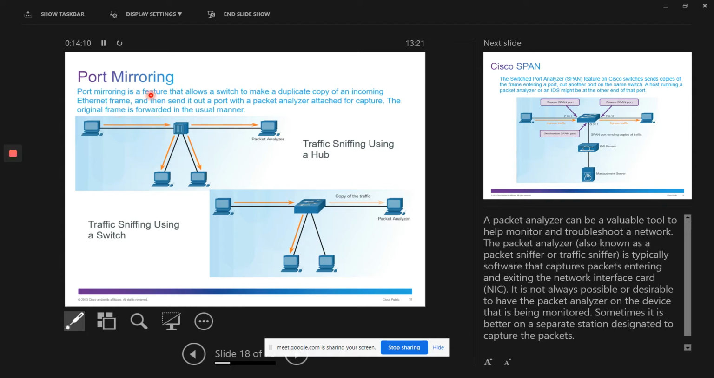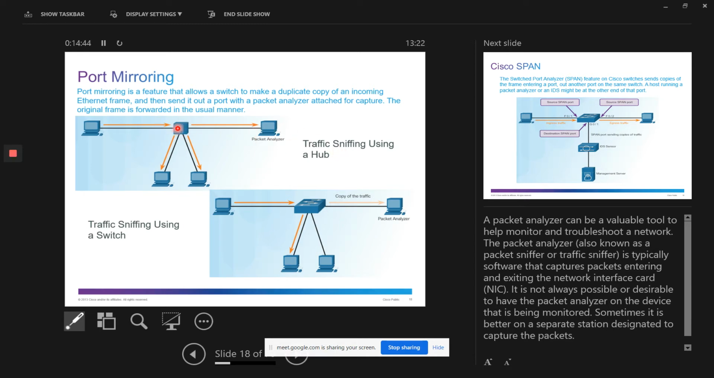Here you can see an example of port mirroring, a feature that allows a switch to make a duplicate copy of an incoming Ethernet frame and then send it out on a port where you have the packet analyzer attached. There are two ways you can do this. Either you can use a hub, and the hub will receive the packet and, as you know, this is how hubs operate, they basically broadcast everything they receive. So you can either use this one.